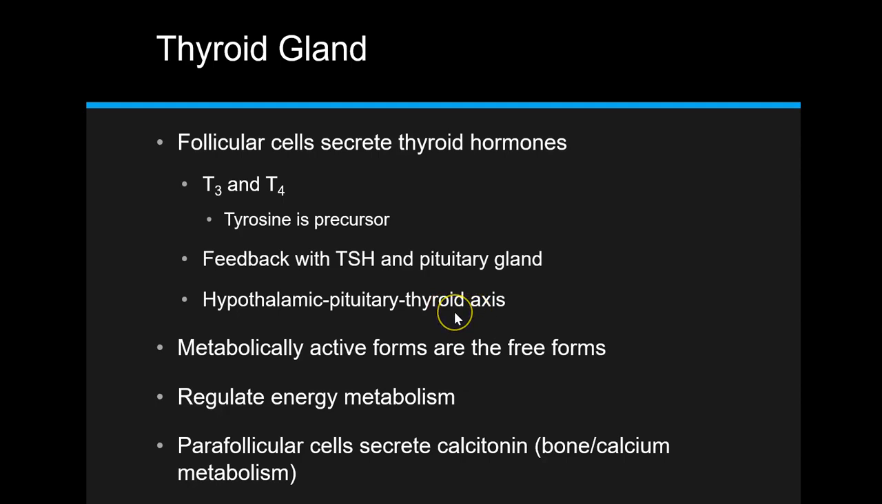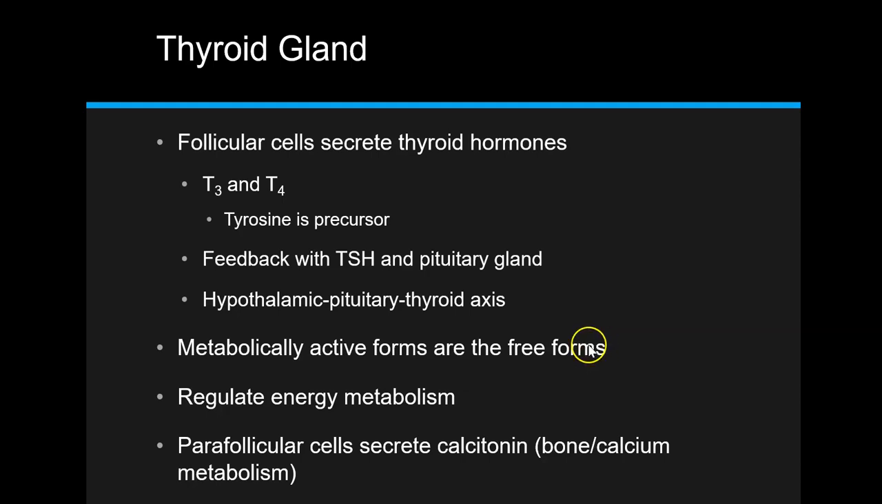There are metabolically active forms, which are the free forms, and then there are some that are bound to proteins and being transported. That is the difference between the total and the free levels of these hormones. So you have total T4 and free T4, total T3 and free T3. The free T3 are the metabolically active free forms. Their main purpose is to regulate energy metabolism.